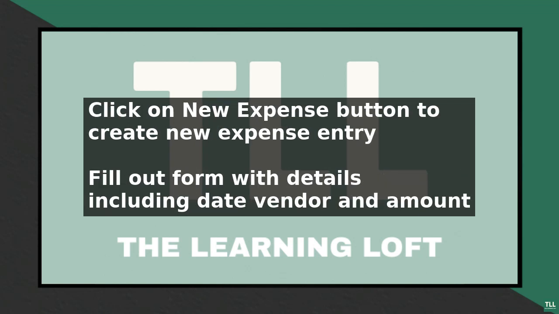Now, to upload your receipt, click on the Add Receipt button. This will allow you to select the receipt file from your computer. Make sure the file is in a compatible format, such as PDF or JPEG. Once you have selected the file, click Upload to attach the receipt to the expense entry.